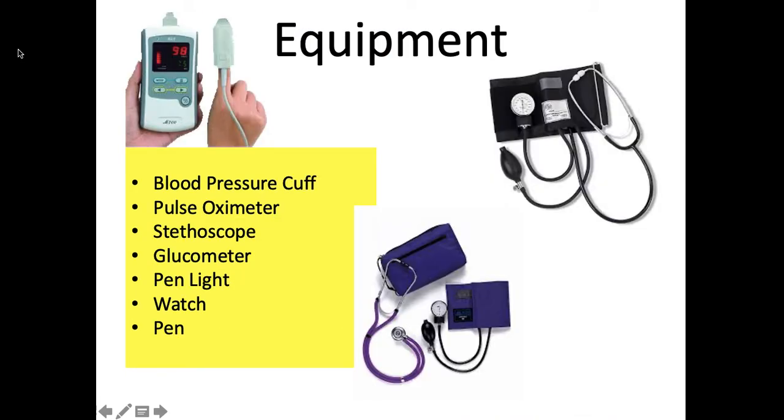Now your equipment, you have a blood pressure cuff, which I'm sure you already purchased, a pulse oximeter, stethoscope, glucometer, pen light, watch, pen, and this should be more than enough to get a complete set of vital signs on any patient.